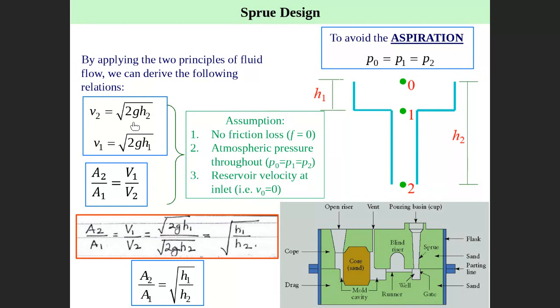This is the first equation, V equal to square root of 2gh. Generally, you take V equal to square root of 2gh, whether V1 or V2 or any V, right? Second equation, Q equal to AV equal to constant. Third equation is a relation between the area and head, A2 divided by A1 equal to square root of H1 divided by H2. This is the only three equations we have in designing the gating system.